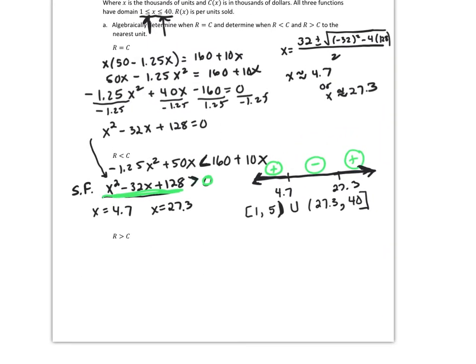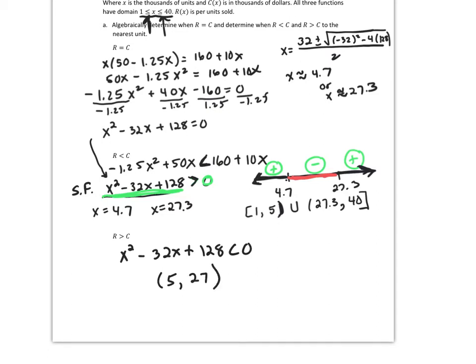And revenue greater than cost, well, that's going to be the opposite place of revenue less than cost. If you manipulate the equation, it'll be x squared minus 32x plus 128 is less than 0. And it's less than 0, which is negative in between. It's this middle region. So that's between 5, in interval notation, starts at 5, rounded, and goes up to 27.